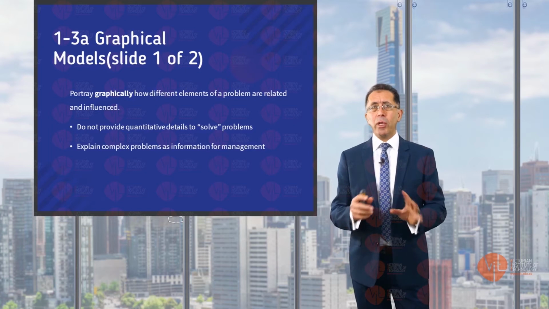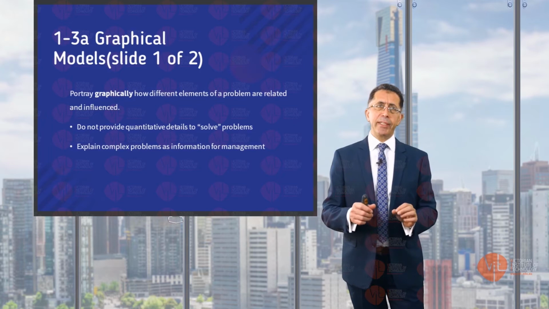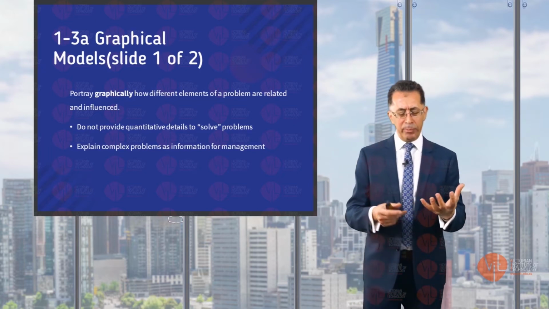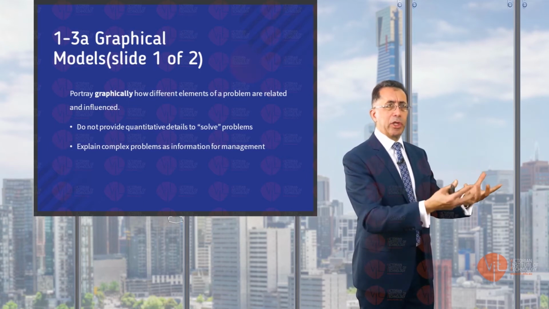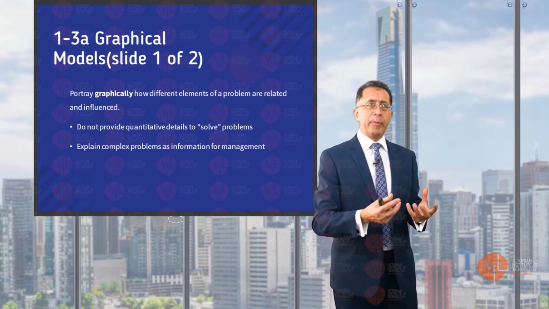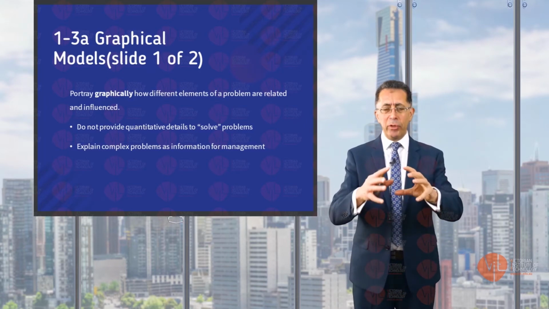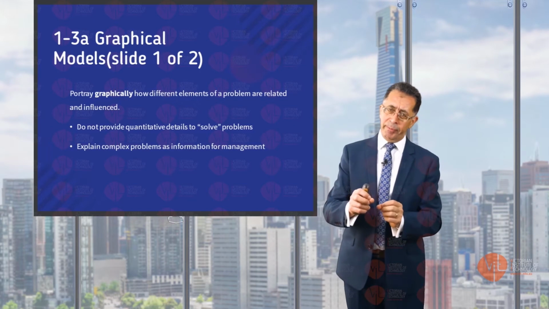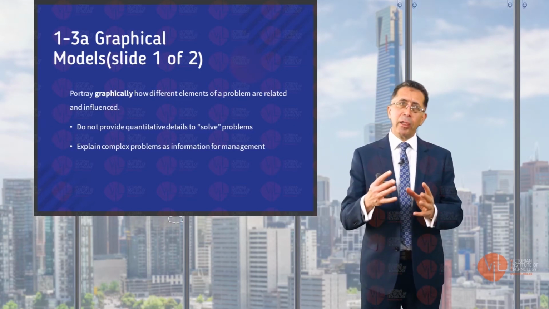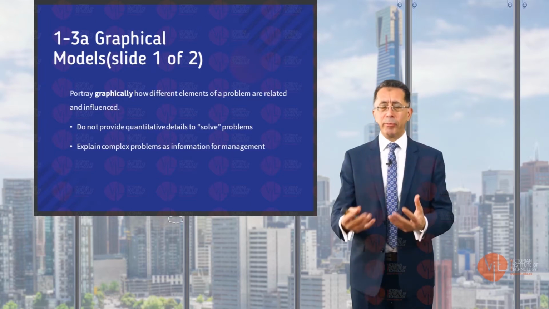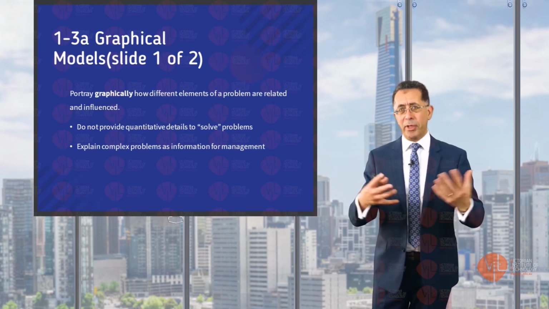What are models and what is modeling? A model is an abstraction of real problems, an abstraction of a real-world problem. It helps us to encapsulate or capture the essence or key features of the problem. There are a number of different types of models: graphical models, algebraic models, or spreadsheet models.